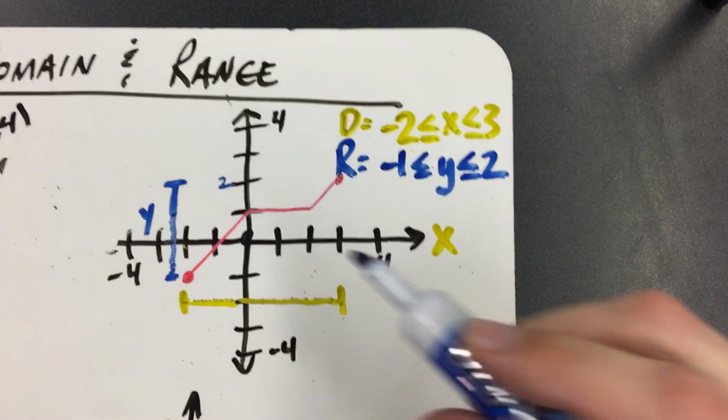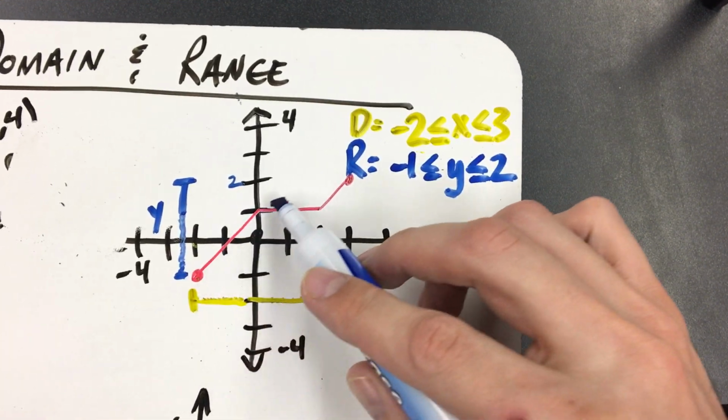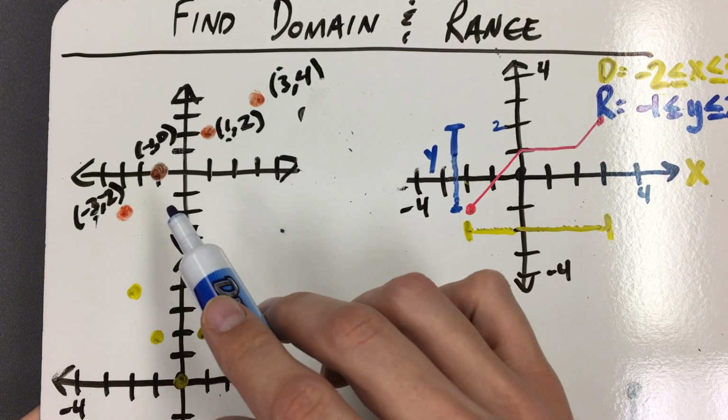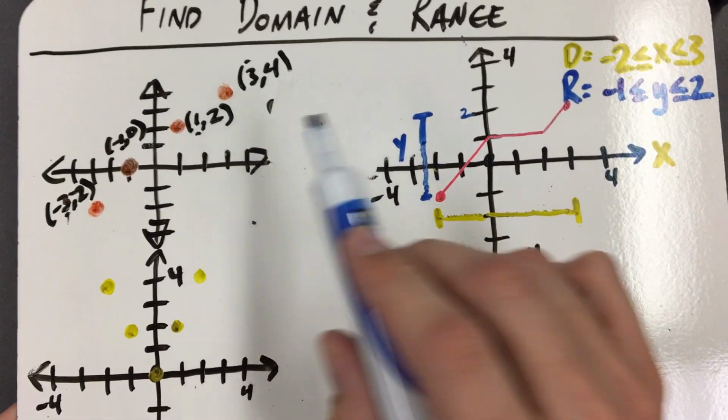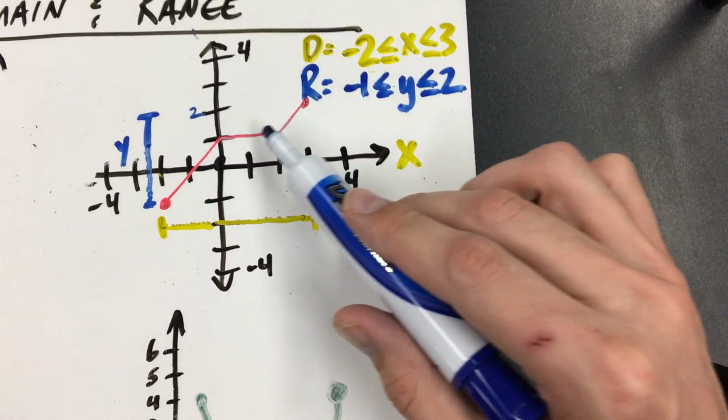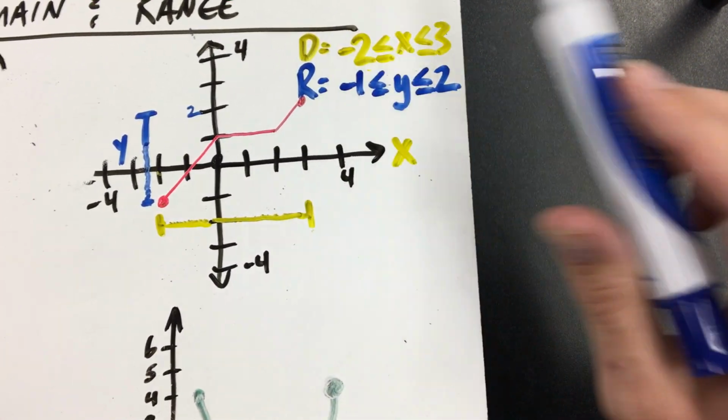Well, the reason is because this was a line, right, where the other one was just 4 separate dots. When it's just 4 completely separate dots, you can just make a list. But here, I can't list every number that's in between here and here. There's so many numbers in between, I can't list them all.